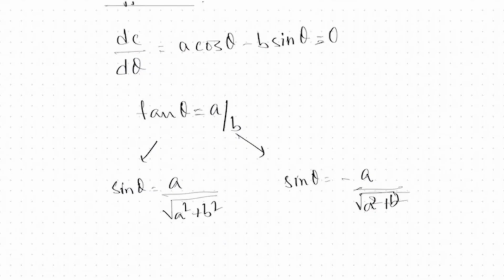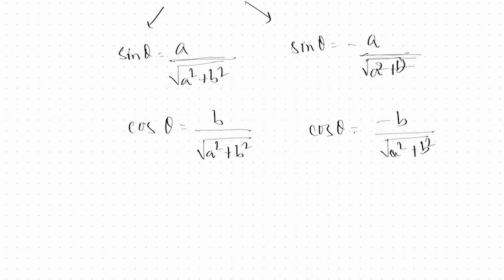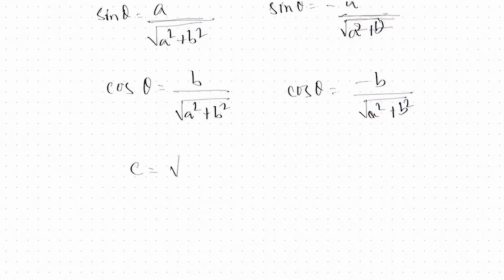In the first case, we have cos theta equals b by root under a square plus b square. And in the second case, we have cos theta equals minus b by root under a square plus b square. So plugging in the first case, we get c equals root under a square plus b square. And plugging in the second case, we get c equals minus root under a square plus b square.